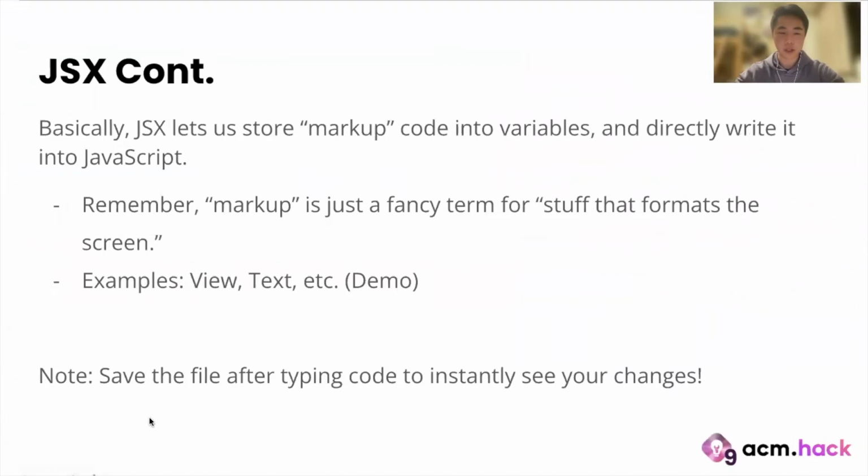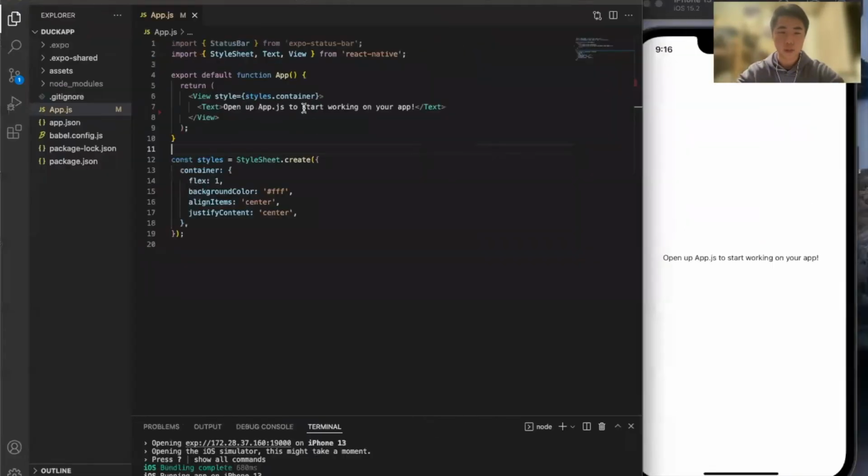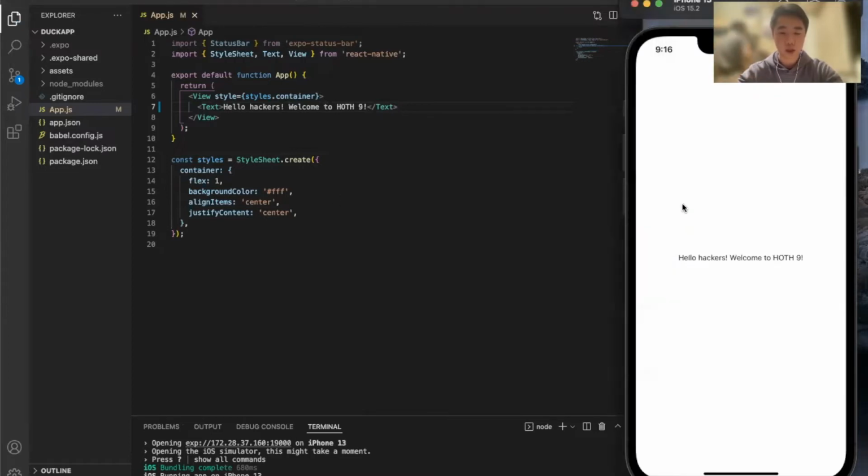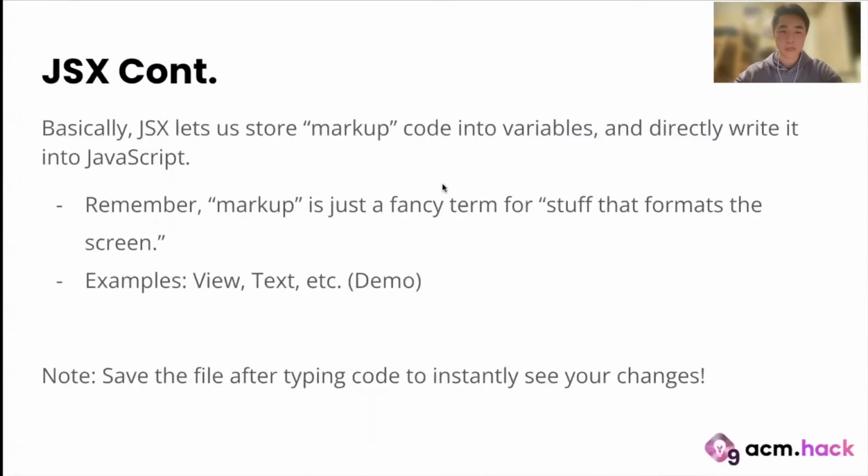But if we were to change things on this, we could see our changes instantly just by saving the file. So you don't need to understand how I'm doing this yet. But if I were to put this text as "Hello, hackers, welcome to HOTH 9," for example, and I just saved it, so again, I'm saving it by pressing Command S, or Control S if you were on a Windows, then you can see the text here changes.